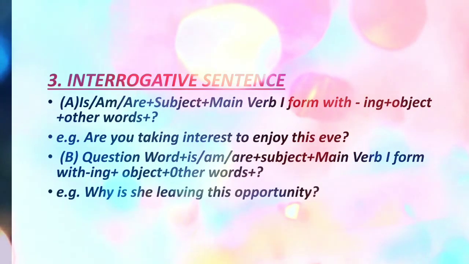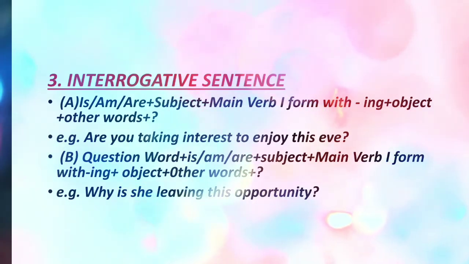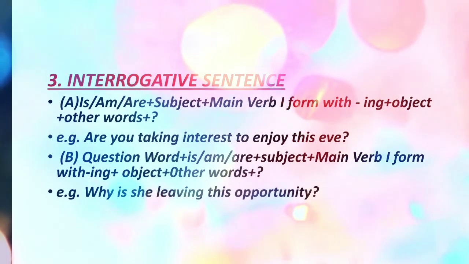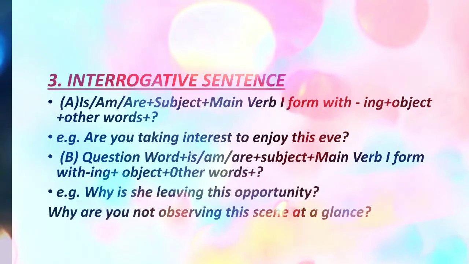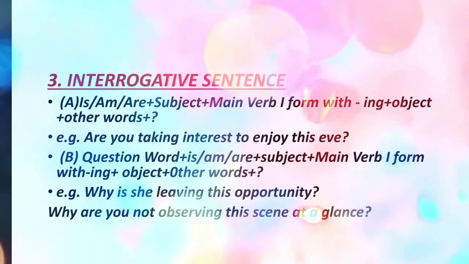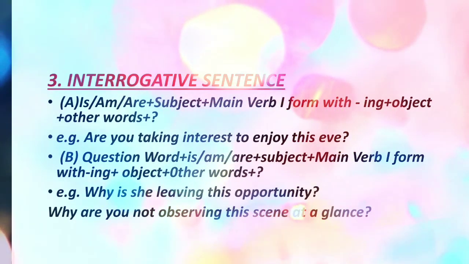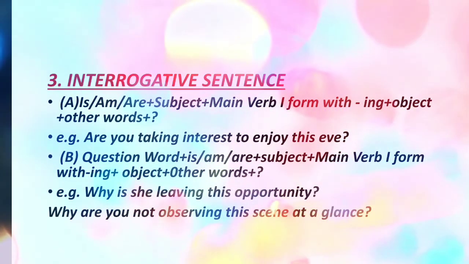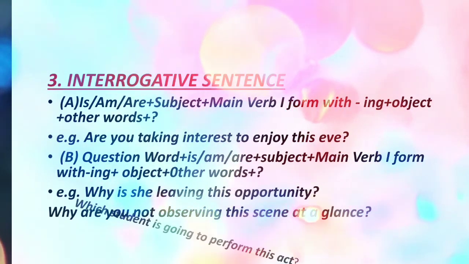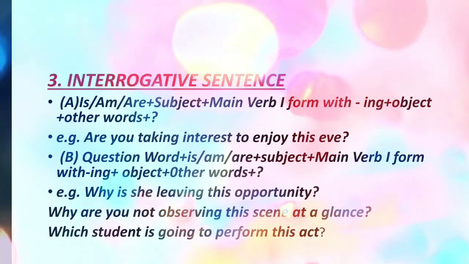You can see the example: why is she leaving this opportunity? So you can see the question word is the starting word of the sentence. The next is: why are you not observing this scene at a glance? This example is related to the interrogative with negation. Interrogative and negative means there is a negative sentence also in the interrogative sentence, like why are you not observing this scene at a glance. Next is: which student is going to perform this act? So here, which student is a question word, that's why it is a question word sentence.